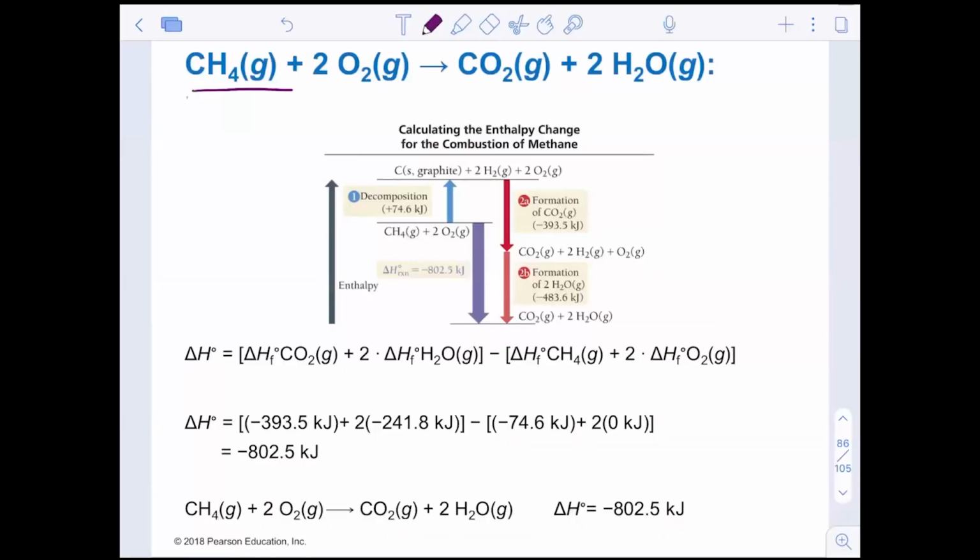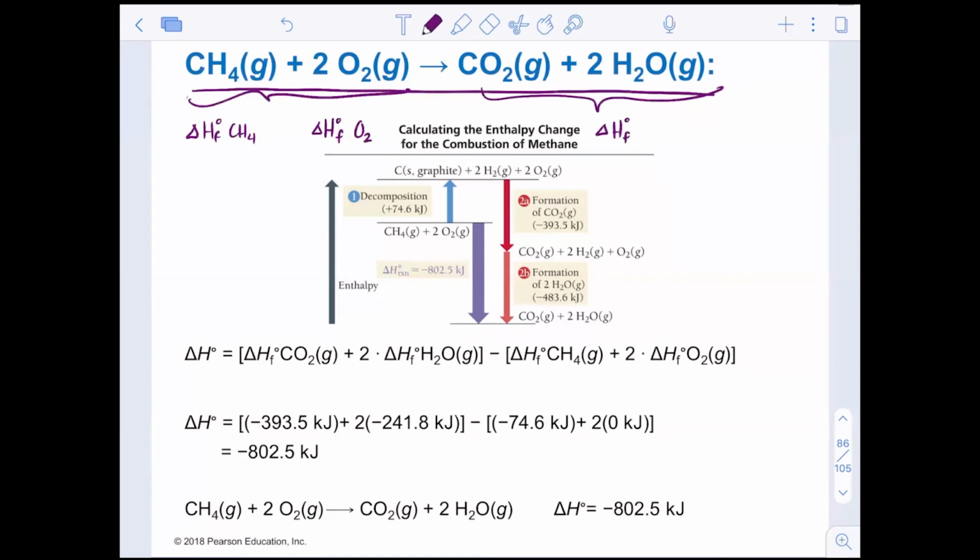So let's just take this combustion reaction, very simple, methane combustion. What we can do is, looking at the reactants and the products, look up the delta H's of formation for each of these components on our chart: the delta H of formation for methane, for oxygen, for carbon dioxide, and for H2O. So there would be 4 values that we would want to look up. Oxygen being in its standard state ends up being 0.